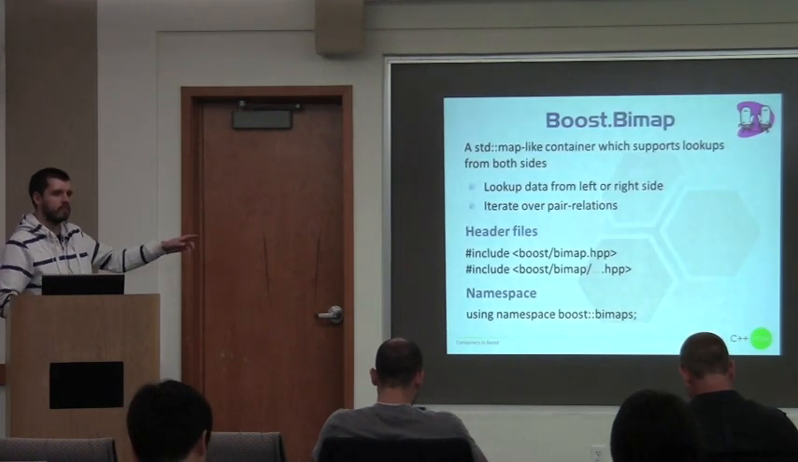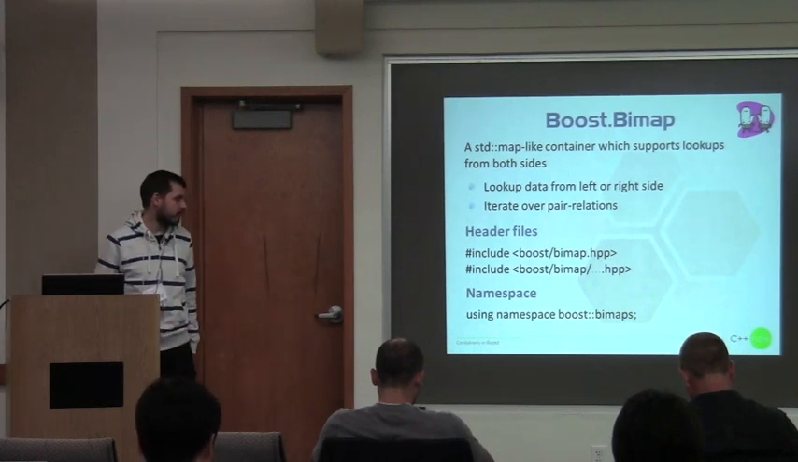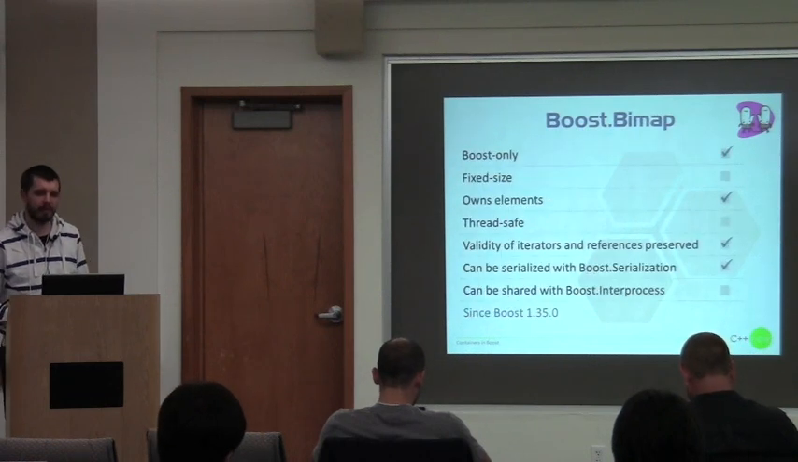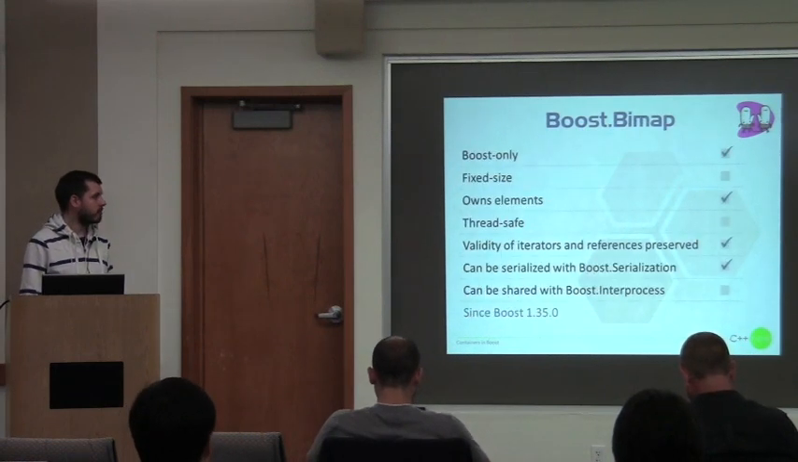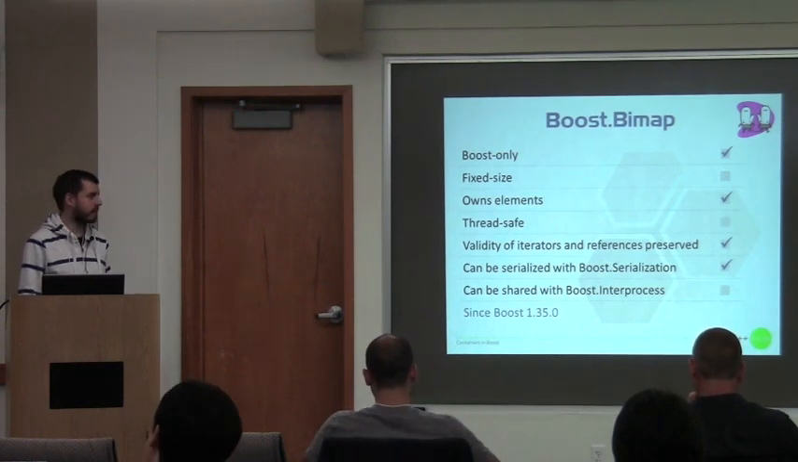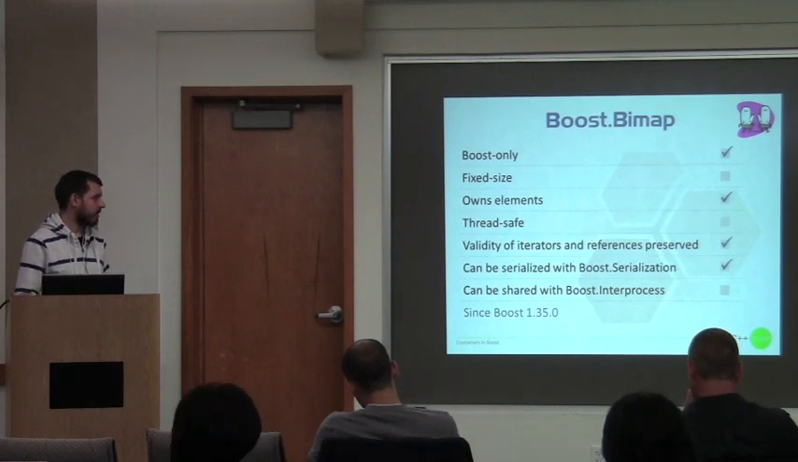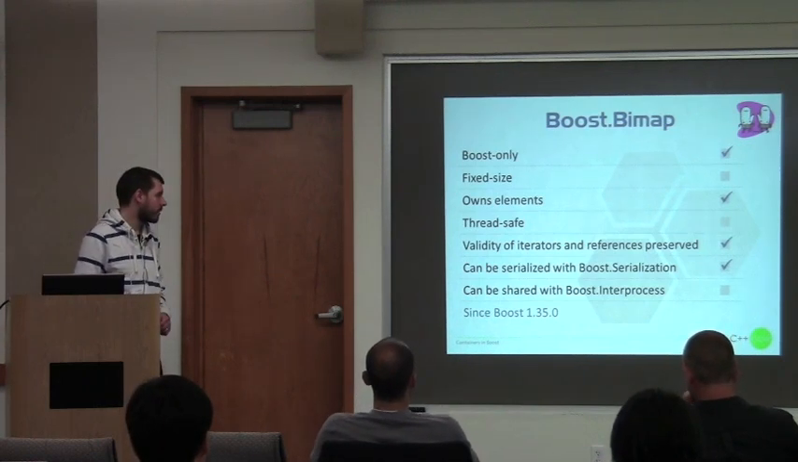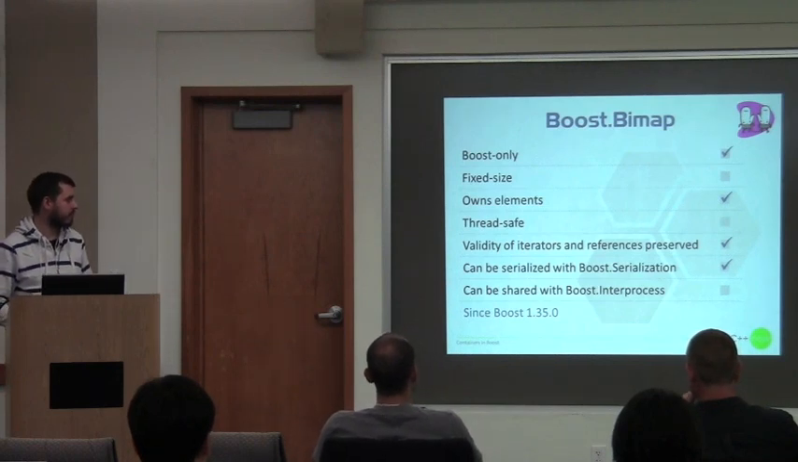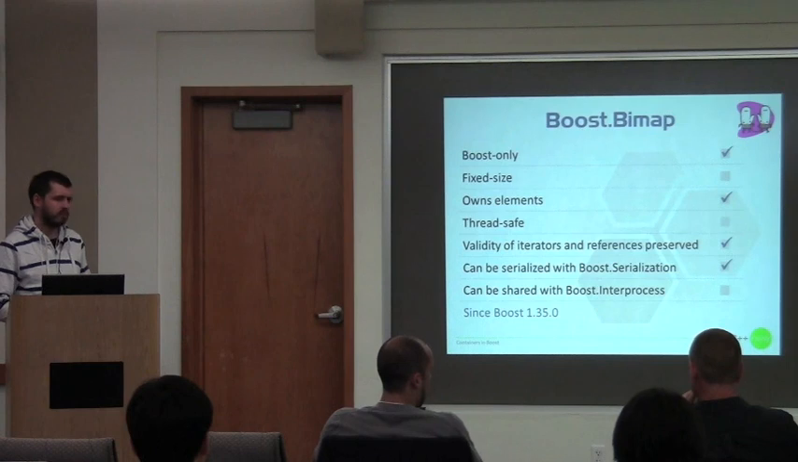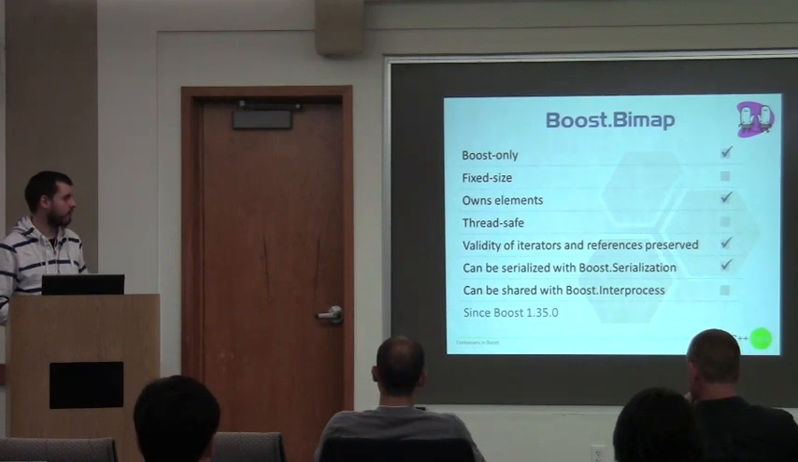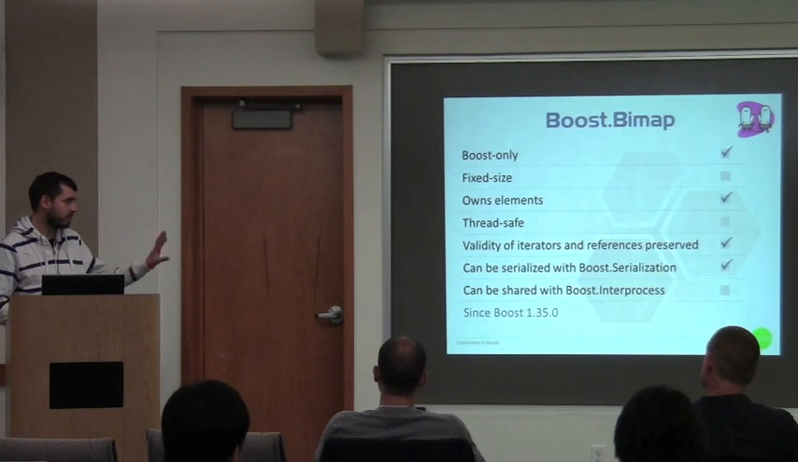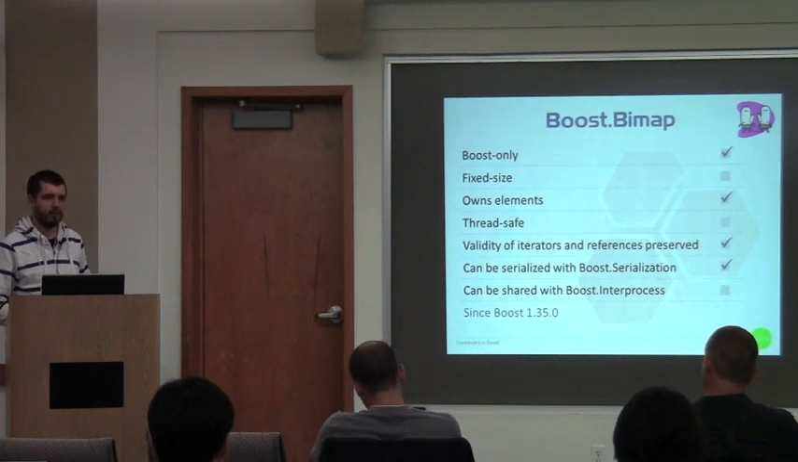There are the header files again. There is not one header file, there are a couple of header files, and the namespace is Boost Bimaps. Here are the quick facts. It's a Boost-only library, which you don't find in the C++ standard. It's not fixed size, it owns the elements again, it's not thread safe, and validity of iterators and references is preserved. So when you erase and insert something, all these iterators and references to other elements remain valid. The container can be serialized with Boost serialization. I couldn't find anything about Boost interprocess, even though Boost Bimap is actually implemented based on Boost Multiindex. And Boost Multiindex clearly says that you can use the container in shared memory with Boost interprocess. So I'm not sure what the situation is here for Boost Bimap. The library has also been around since 2005, so for quite some time.